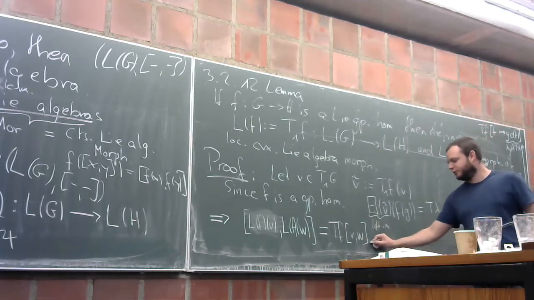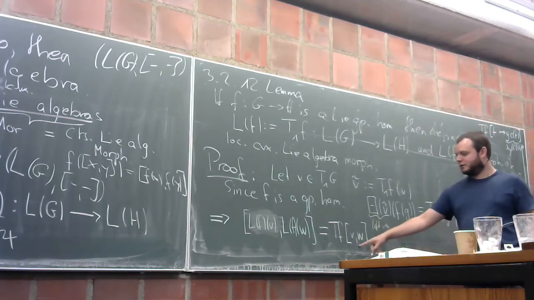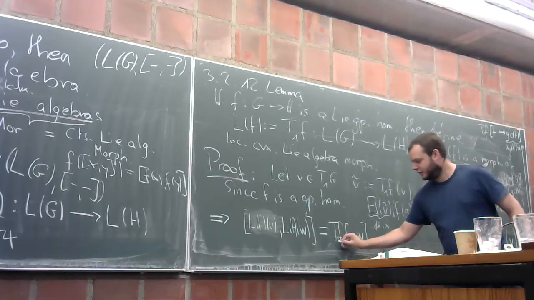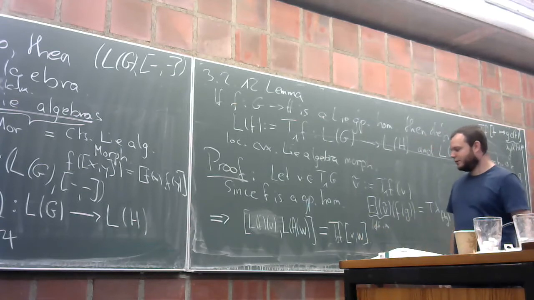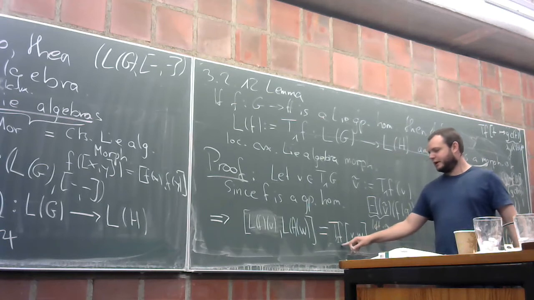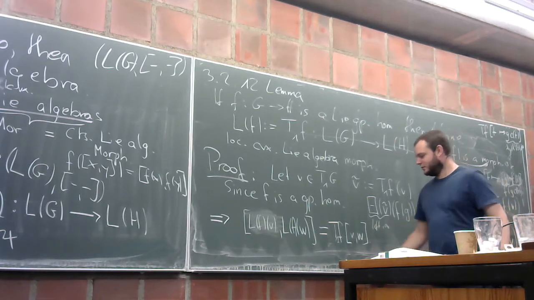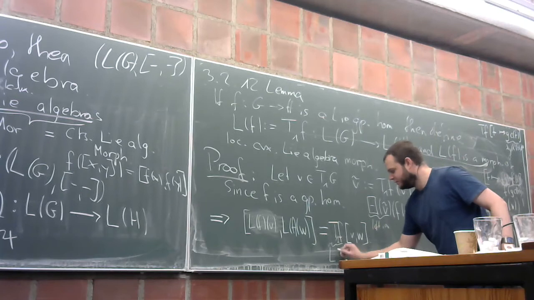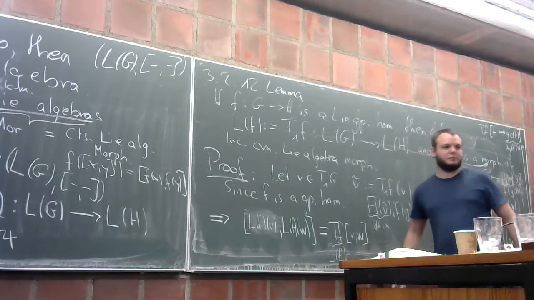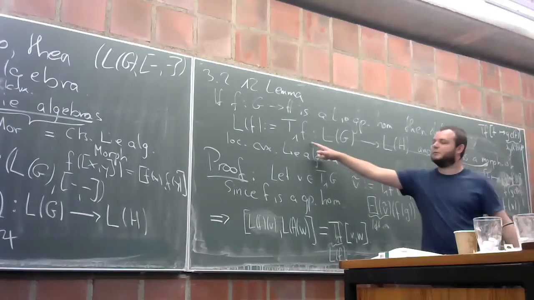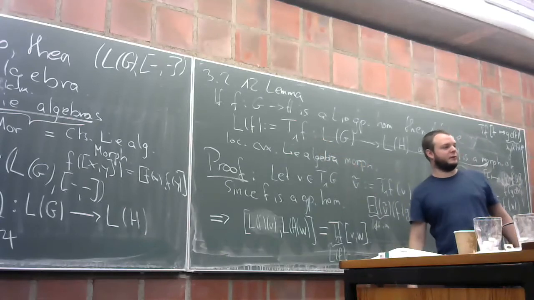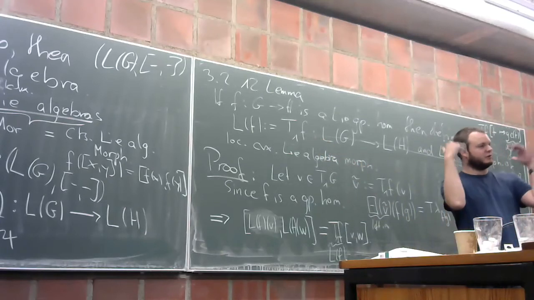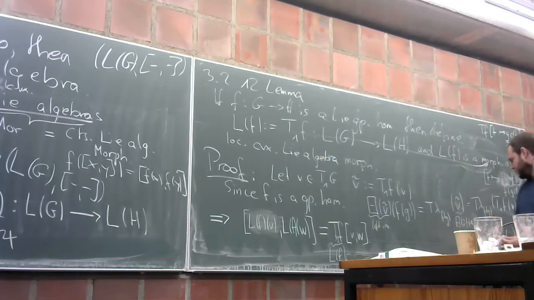Okay, and this is the proof that this mapping we have here actually preserves the Lie bracket. Basically, it boils down to a relatedness computation. Okay, and then we are done.